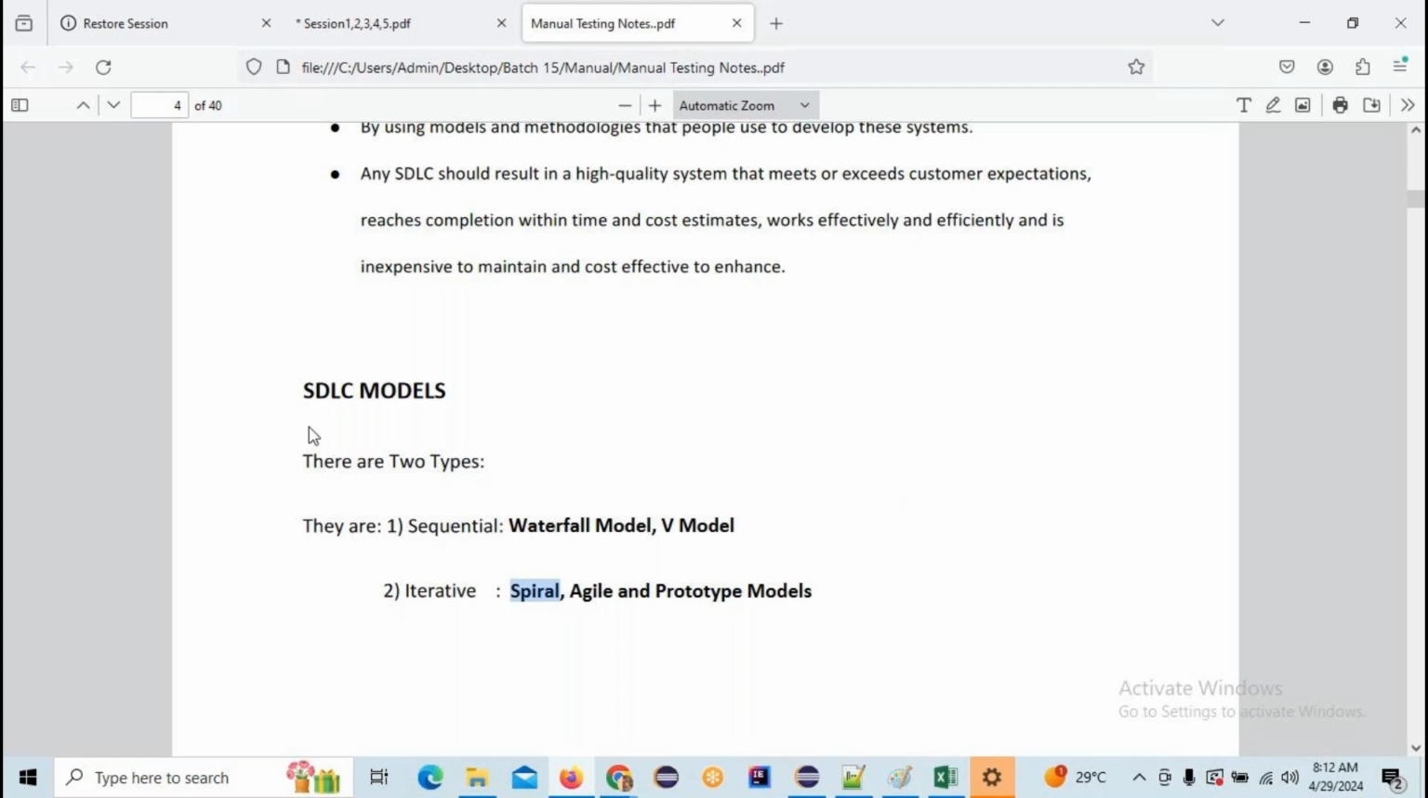Software development lifecycle models are mainly of two types. One is the sequential model and the second one is the iterative model. Now people are using the iterative model, which is nothing but the Agile model. 95% or 100% of people use the Agile methodology in the current market. The waterfall model, V model, spiral, prototype, are all models we used previously, but you should be aware of those models too.